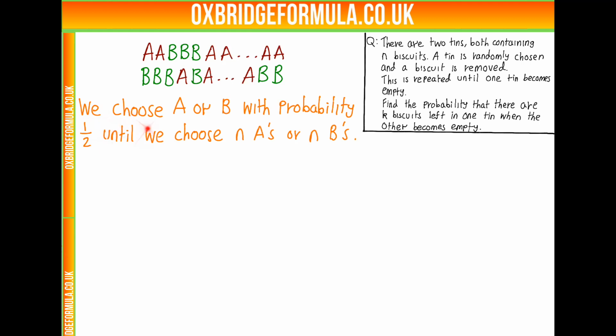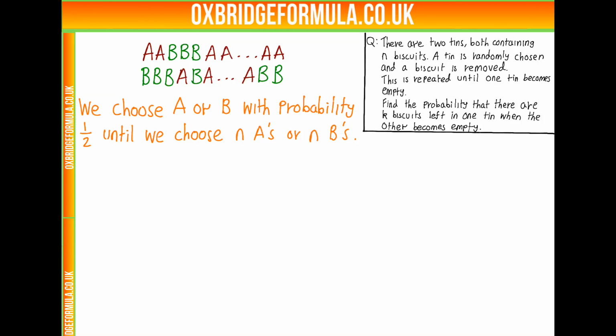And we know we choose our A or Bs with probability half, because we randomly choose a tin, irrespective of how many biscuits are in it, until we choose our nth A or our nth B. So this A will be the nth A in the sequence, and then we stop. And similarly, this B is the nth B in the sequence, and then we've stopped.